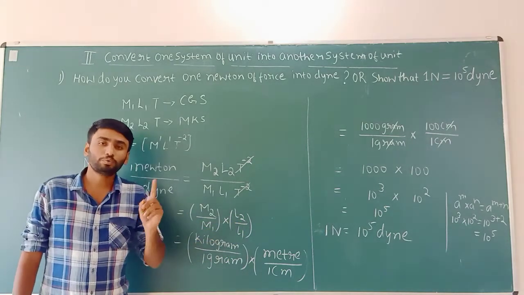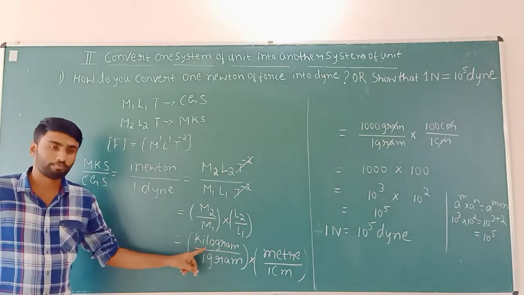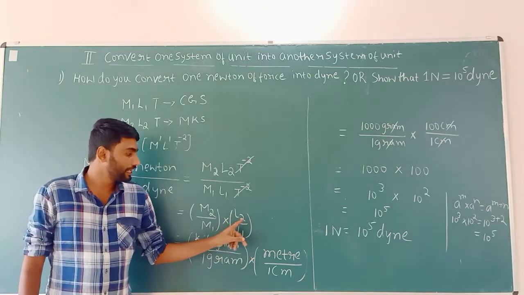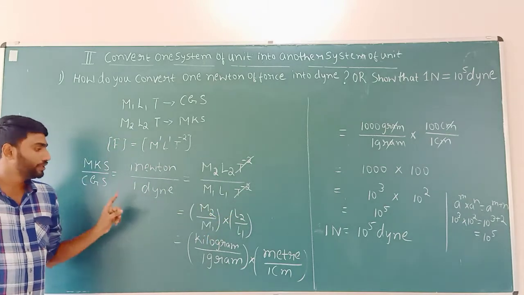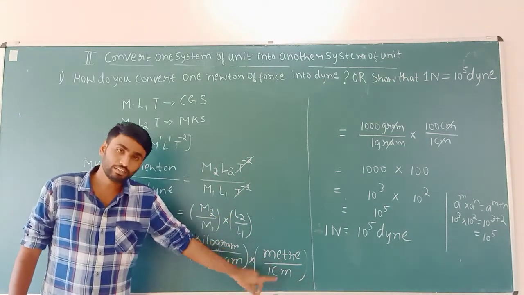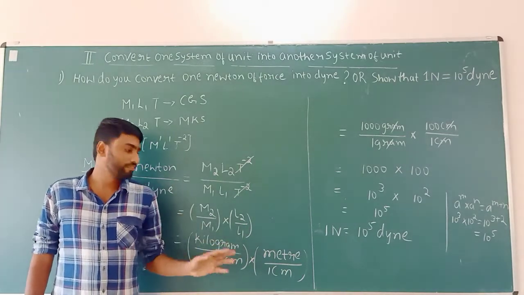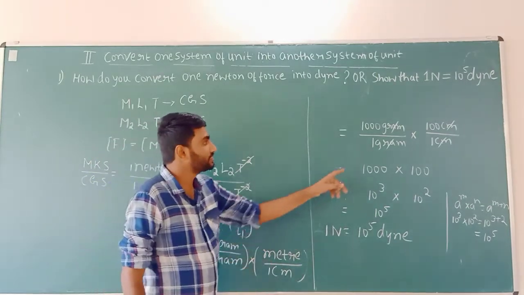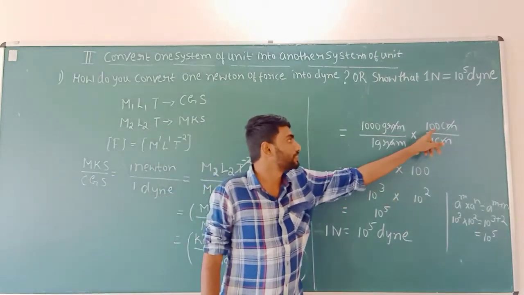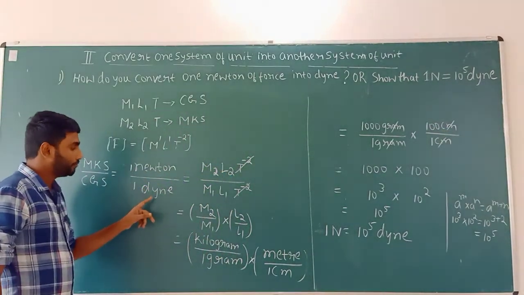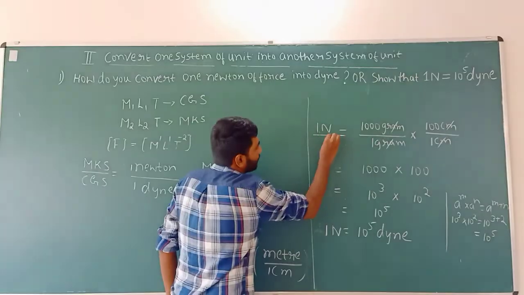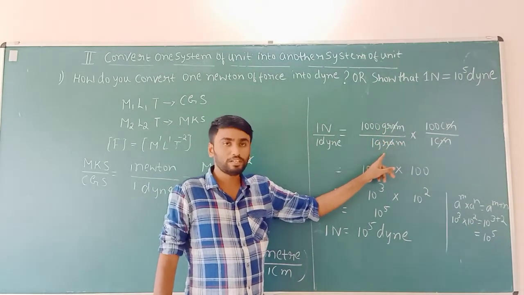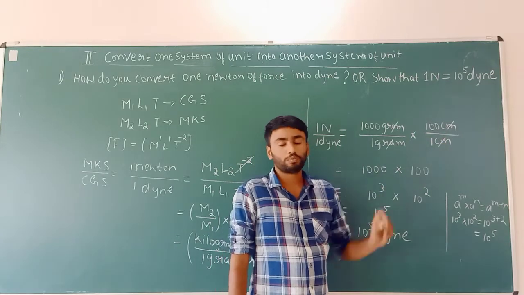m2 is a mass, the unit of mass in MKS is kilogram. m1 is a mass, the unit of mass in CGS is gram. l2 is a length, the unit of length in MKS is meter. l1 is a length, the unit of length in CGS is centimeter. Now 1 kilogram equals 1000 grams, 1 meter equals 100 centimeters. So 1 newton per 1 dyne equals 1000 grams by 1 gram into 100 centimeters by 1 centimeter.